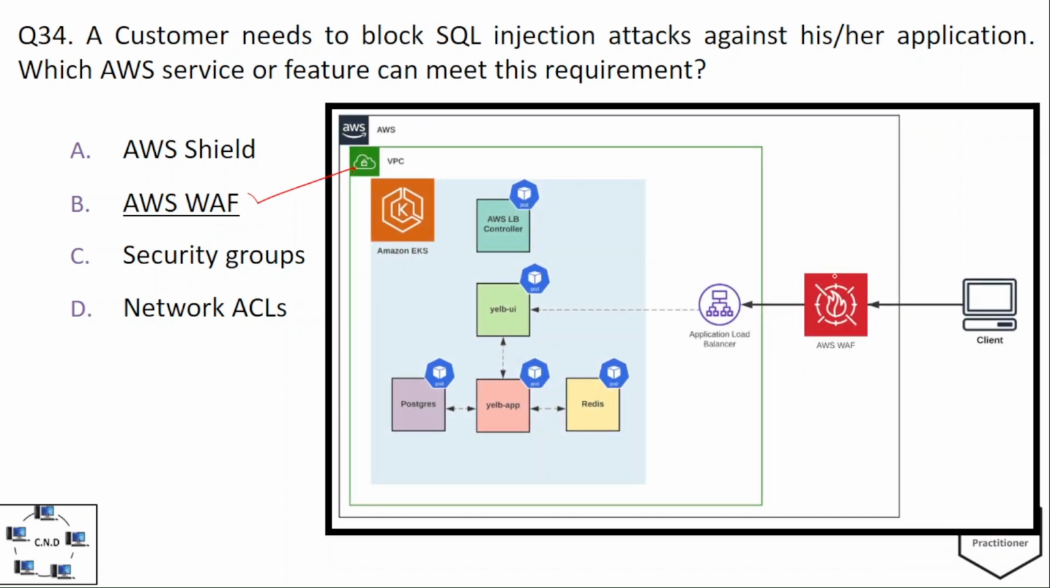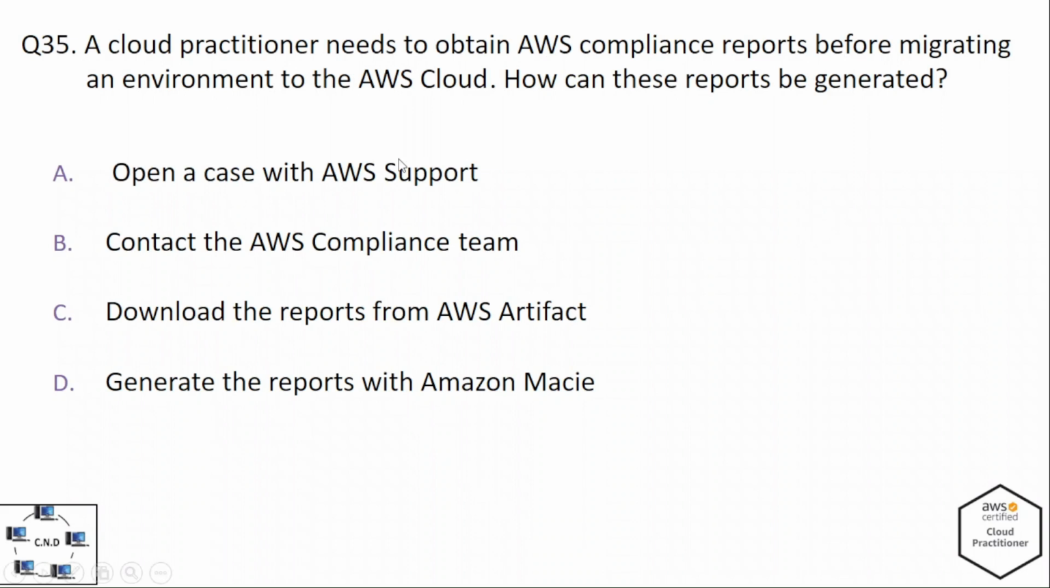Web Application Firewall is basically configured in front of the application load balancer. So all traffic to the customer application goes through this Web Application Firewall, and any web application attacks such as SQL injection attacks are blocked by this Web Application Firewall.